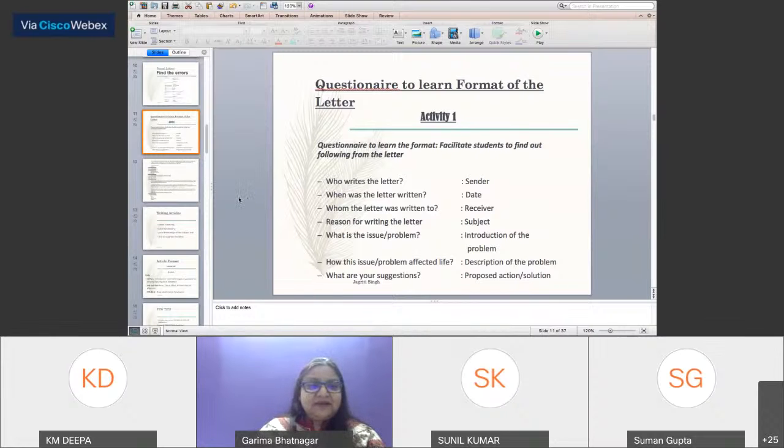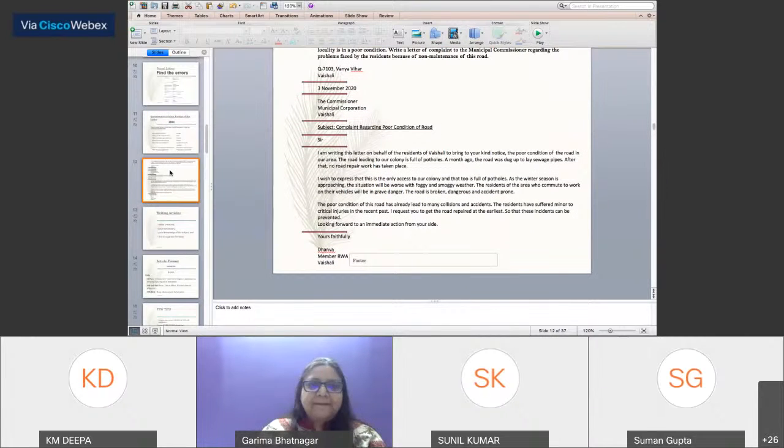And then the first paragraph, as we said, talks about the introduction of the problem. Whatever is mentioned, it would be there in the question again. And then the second paragraph of the letter talks about how this issue or problem affects us or affects life. And then the third paragraph talks about your action or solution as you would want it to be done. So these are things that you must tell your students.